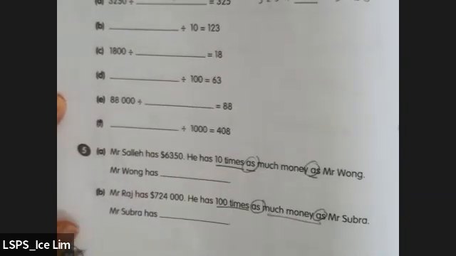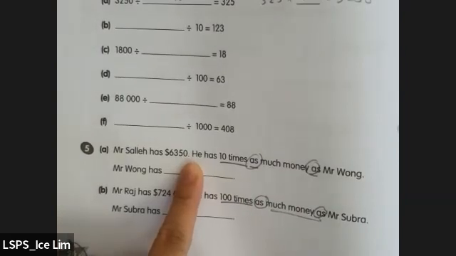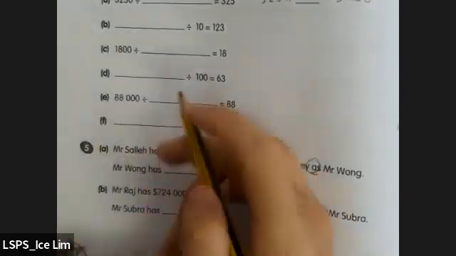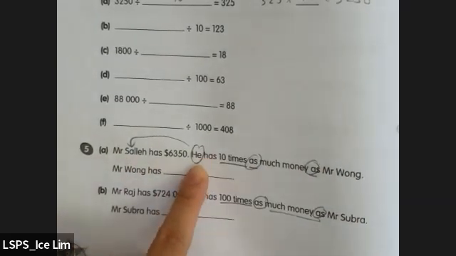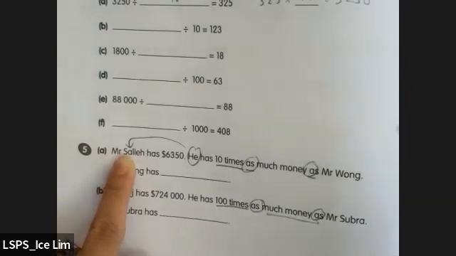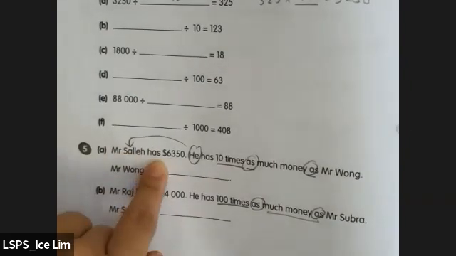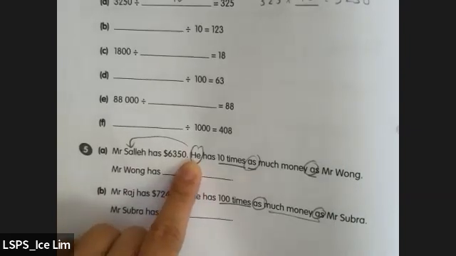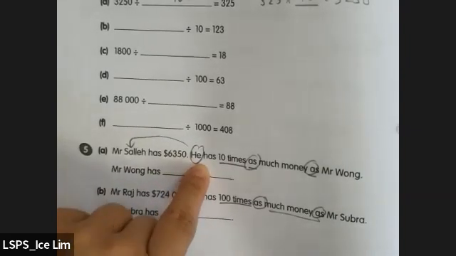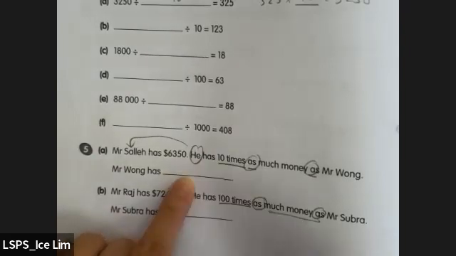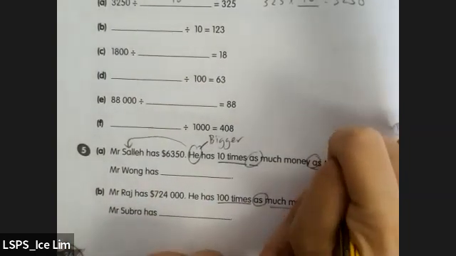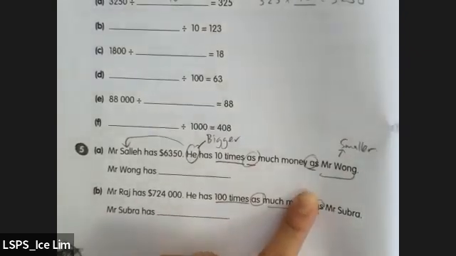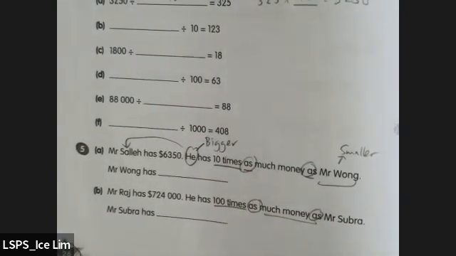Now, who is he? Why is recognizing "he" important? Very good, Samantha. Because you are trying to find out exactly who "he" is referring to, and is he the person with the bigger amount or the smaller amount? Bigger amount. Once you are able to identify that this person has the bigger amount and this person has the smaller amount, then you can choose times or divide correctly.